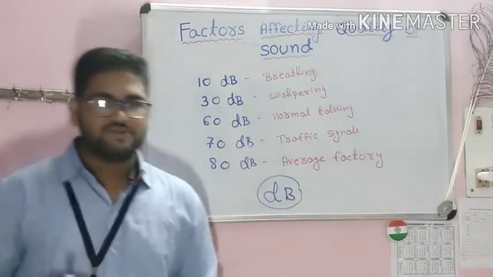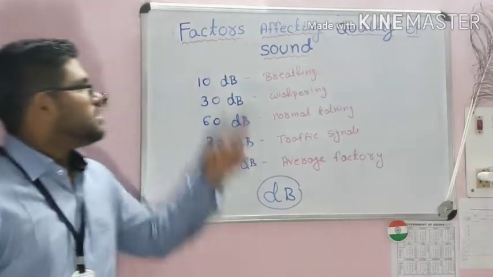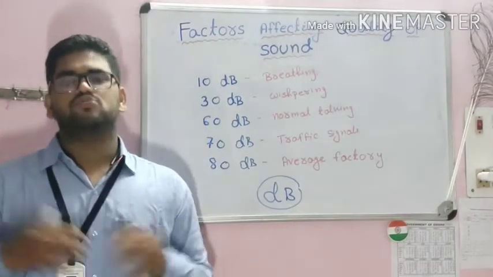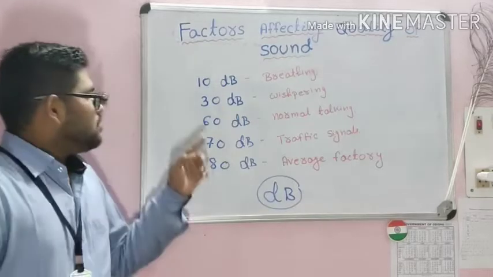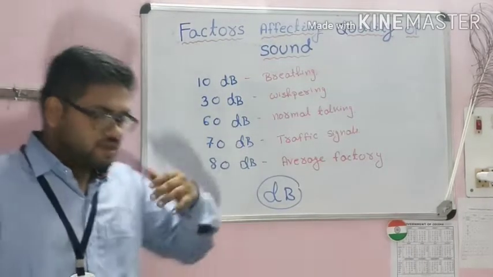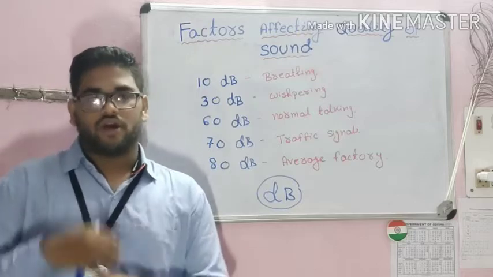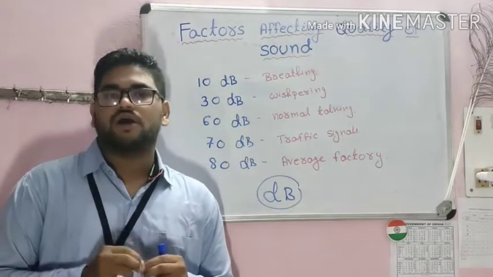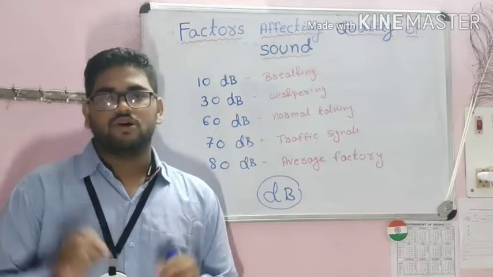Here we have written some common decibel levels which occur in our day-to-day life. Silent breathing is around 10 decibels. Whenever you are whispering, talking with your friends without shouting, you are producing around 30 decibels. Whenever we are normally talking with one another, we are producing 60 decibels of sound. When we are in traffic, the sound will be around 70 decibels. And when a factory is working, the average will be around 80 decibels. When the loudness increases beyond 80 decibels, it is painful for our ear to hear. So this is about the loudness of sound.